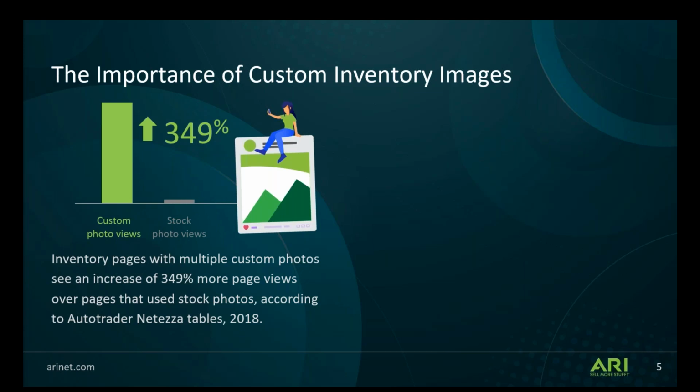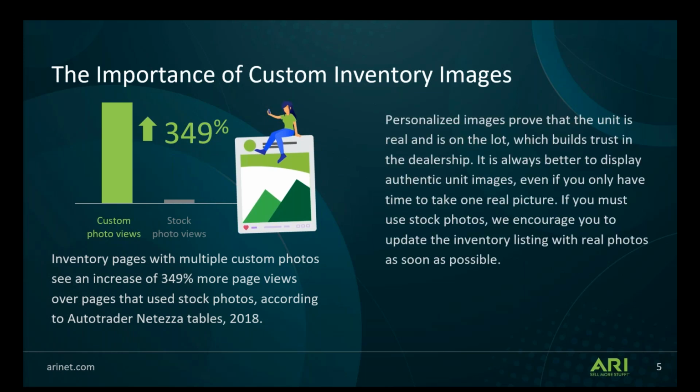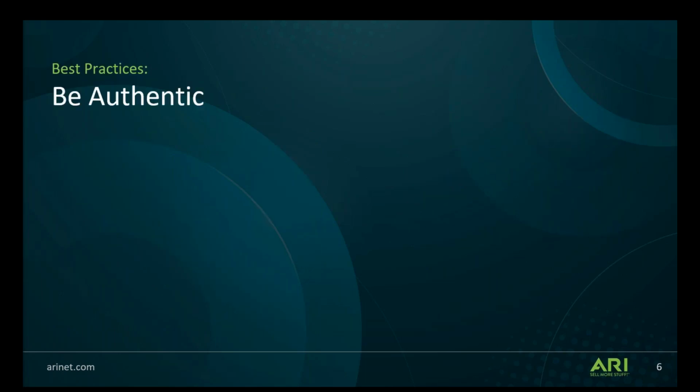Inventory pages with multiple custom photos see 3-4% more page views than those with stock photos. Personal images prove that the unit is real and on the lot, with trust in your dealership. It's always a better option to list authentic, real images, of course, rather than use stock photos. And of course, if you initially upload the unit without photos, it is the best idea to replace those with custom images as soon as possible. Be authentic.